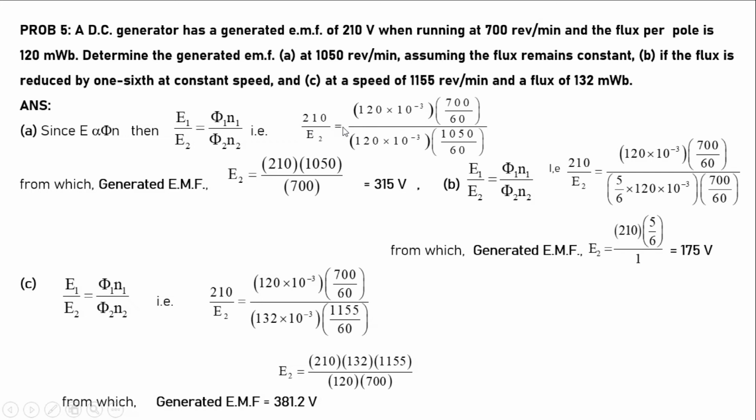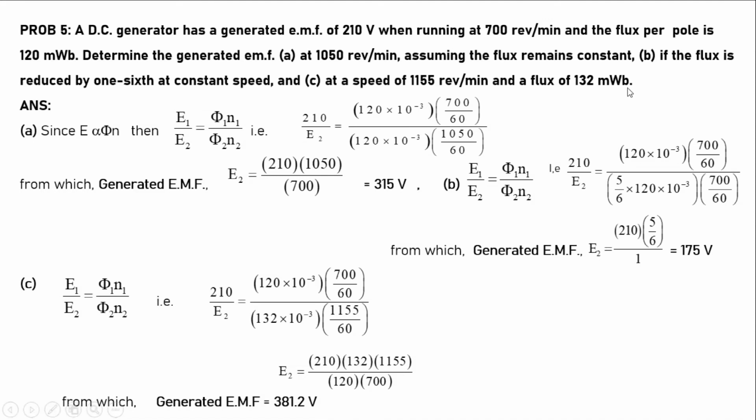So initially E1, 210, divided by E2 is equal to phi1, given as 120 into 10 raised to minus 3, that is 120 milliweber initially, divided by phi2, 120 into 10 raised to minus 3. It has been given that flux remains constant, so there is no change in flux in the second case, and N1 is 700 and N2 is 1050. By solving this equation, we get E2, the generated EMF, as 315 volts.